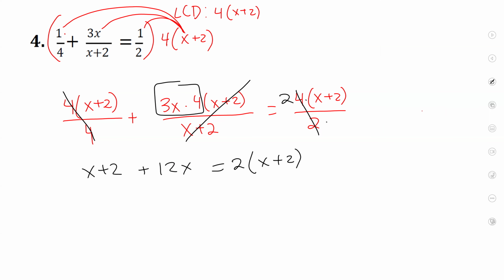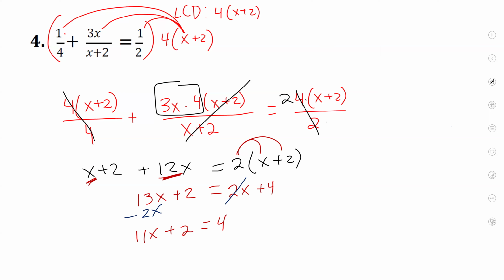All right, let's combine terms. 2 times x is 2x. 2 times 2 is 4. What is x plus 12x? 13x plus 2. Now we solve. Cross this 2x out, put a minus 2x over here. This is now 13x minus 2x is 11x. Plus 2 equals 4.